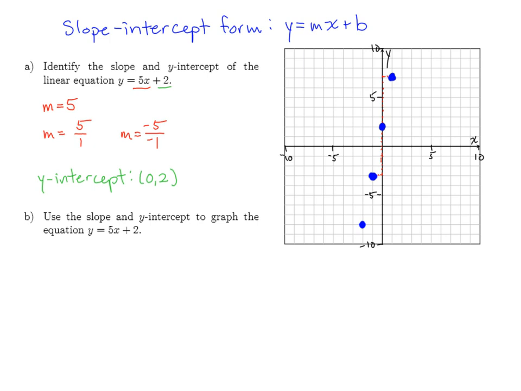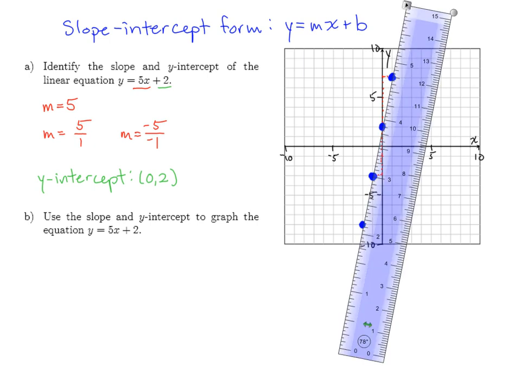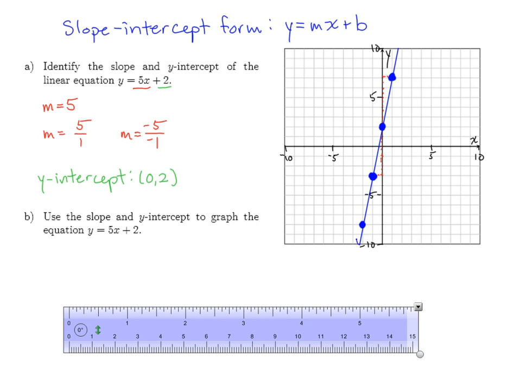Now I want to connect these points to represent all solutions to the equation y equals 5x plus 2, and I'll grab my ruler and line it up along those points to do so. Now that I have my ruler lined up, I'll draw a line through all of these points, and then I'll add arrows to the ends to show that it continues on indefinitely. I'll write the equation, which is y equals 5x plus 2, next to this line as a label.